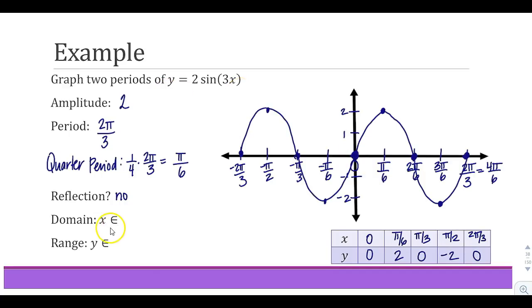And now to answer the question about domain, the domain is all real numbers. Even though all we can see, all we've graphed, is from negative 2 pi over 3 to 2 pi over 3, the domain of any sine or cosine function is negative infinity to infinity. The range, however, is different. So now the smallest y value is negative 2, and the biggest y value is positive 2. So we'll put closed bracket negative 2 to positive 2 with another closed bracket.